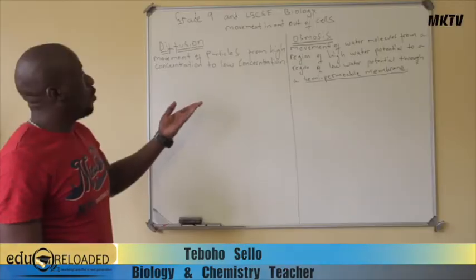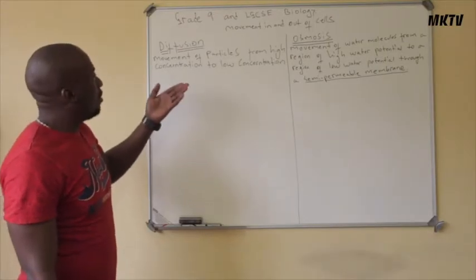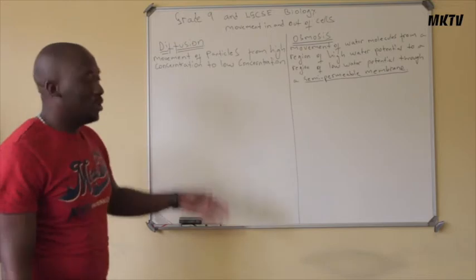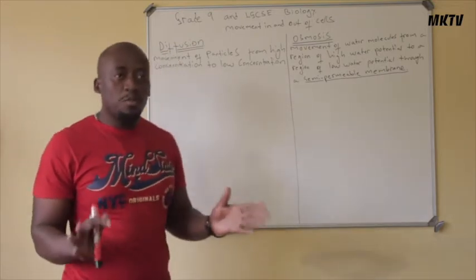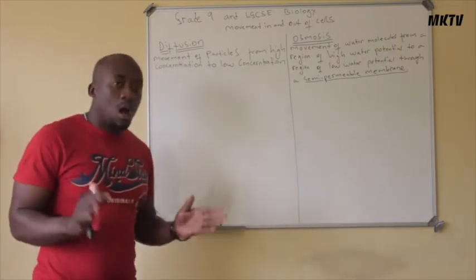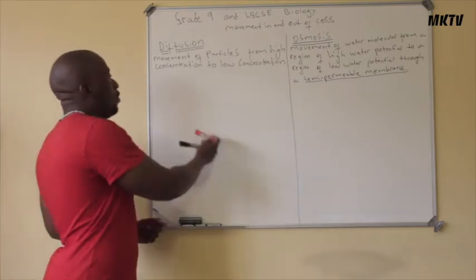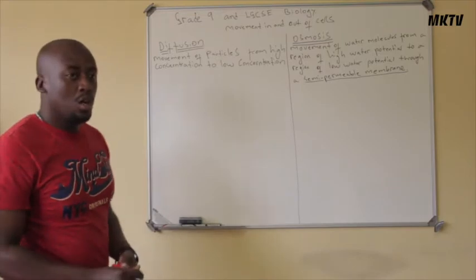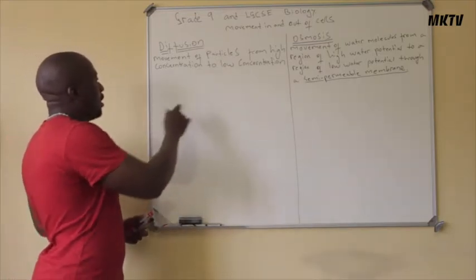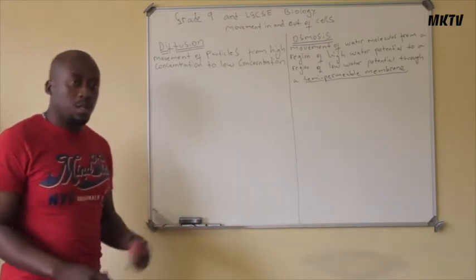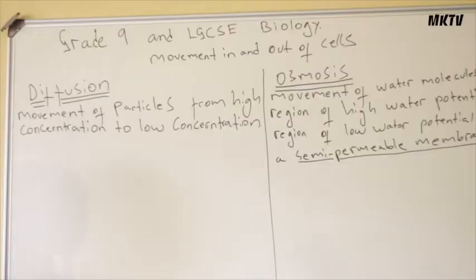So right now we are going to deal with grade 9 biology, whereby we are going to do movement in and out of cells. We are just going to concentrate on diffusion and osmosis. Here I have written the definition of diffusion and the definition of osmosis.